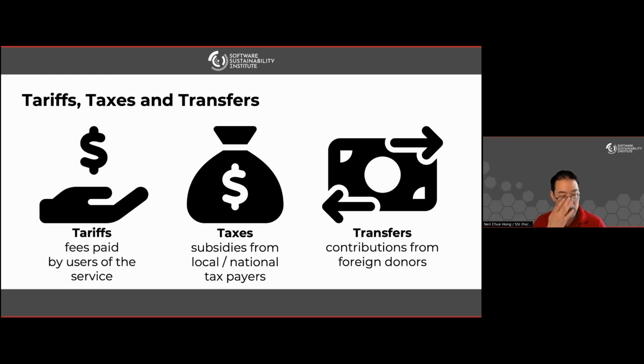And so there's this idea that there are tariffs. Those are the fees paid by users of the service, the users of a water service. Taxes, which are the subsidies from taxpayers to help supply the service. And transfers, that is where perhaps one country helps another country because it benefits everyone for that sort of transfer to happen.